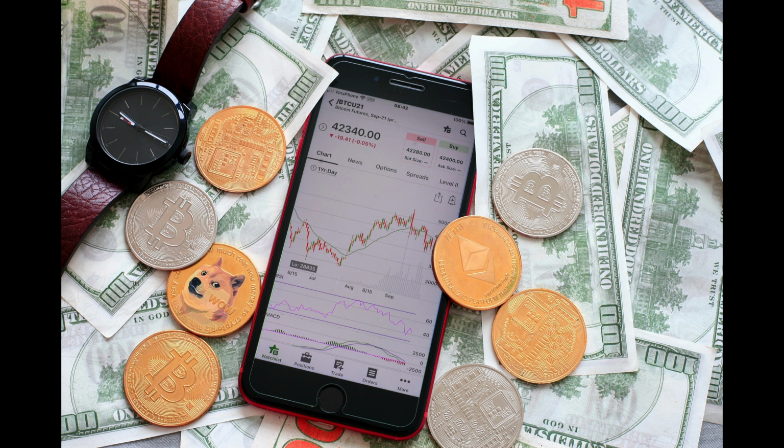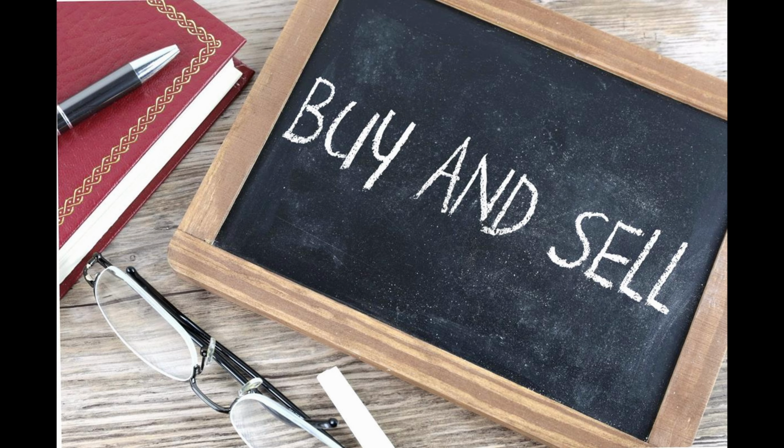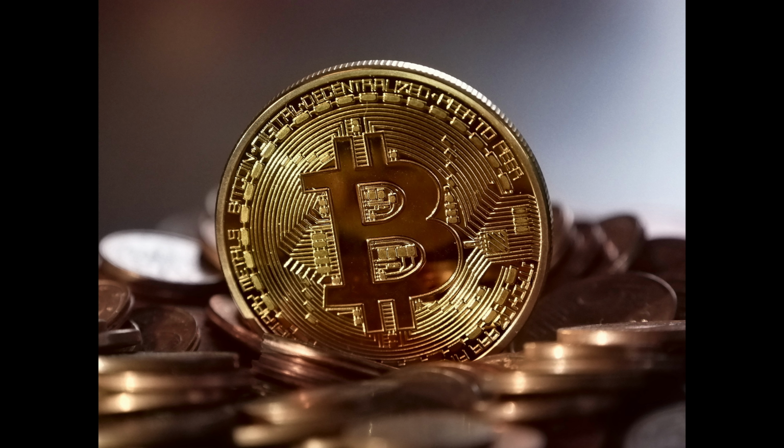1. What is Bitcoin day trading? Before we begin, let's clarify what Bitcoin day trading actually means. Bitcoin day trading involves buying and selling Bitcoin within short time frames, typically within a single day. Traders aim to capitalize on short-term price fluctuations in order to generate profits. It requires careful analysis of market trends, technical indicators, and the ability to make swift decisions.